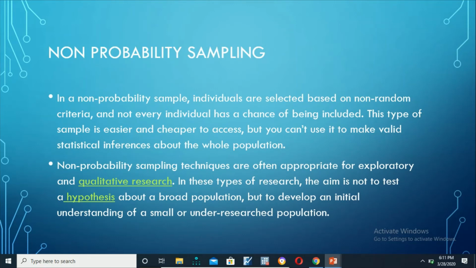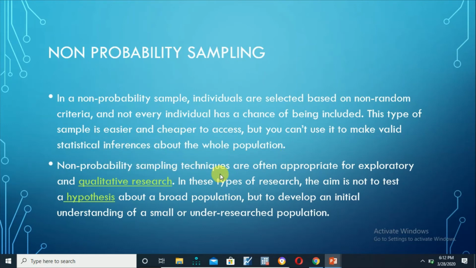Non-probability sampling. In a non-probability sample, individuals are selected based on non-random criteria, and not every individual has a chance of being included in the study. This type of sample is easier and cheaper to assess, but you cannot use it to make valid statistical inferences about the whole population.